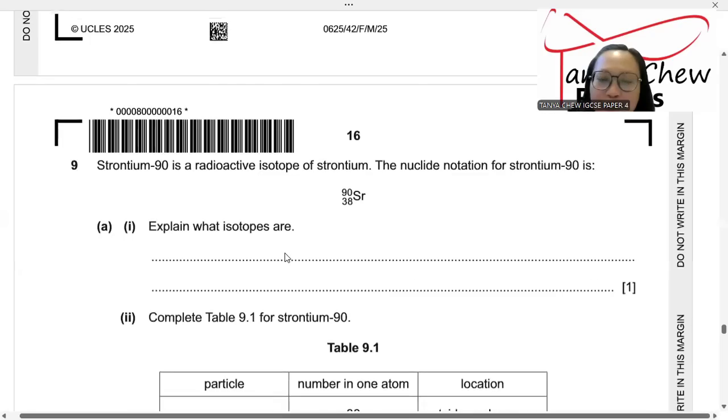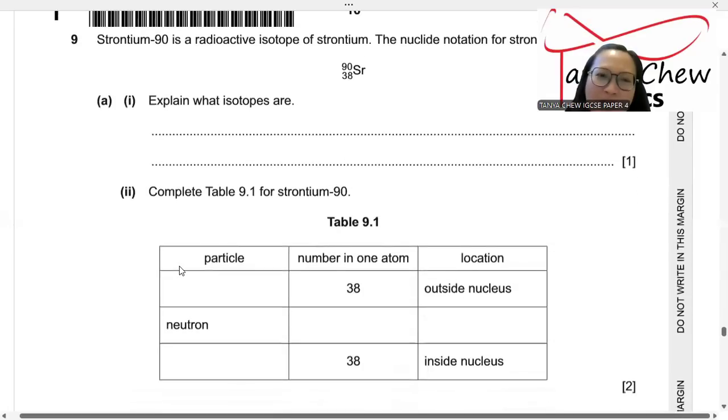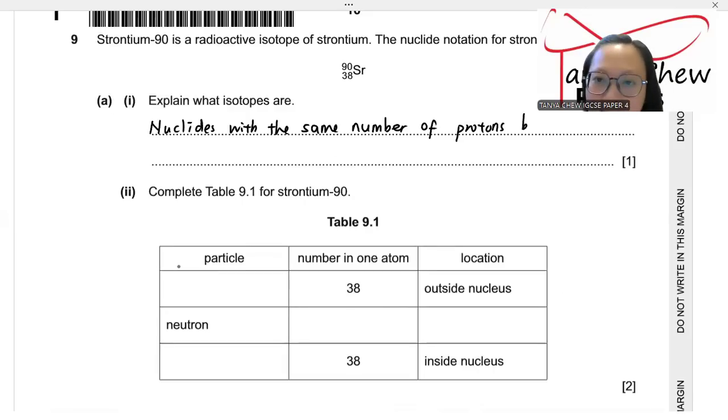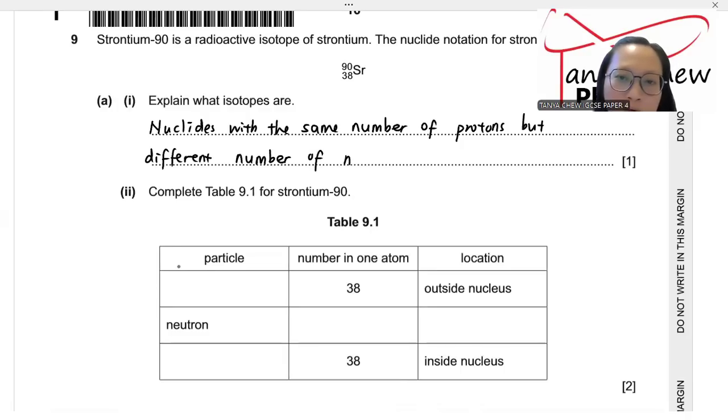Now, question number 9. Strontium-90 is a radioactive isotope of strontium. Nuclide notation for strontium-90 is 90/38 Sr. Part 1. Explain what isotopes are. Isotopes means nuclides with the same number of protons but different number of neutrons. If you don't like to put different number of neutrons, you could put nucleons.